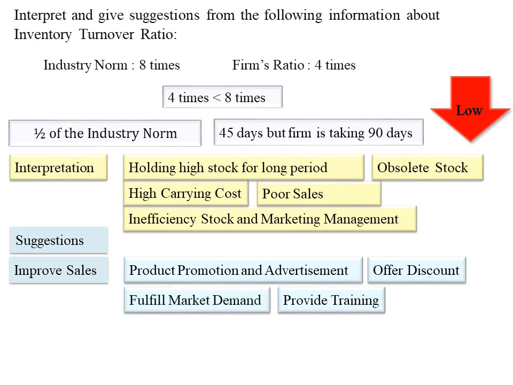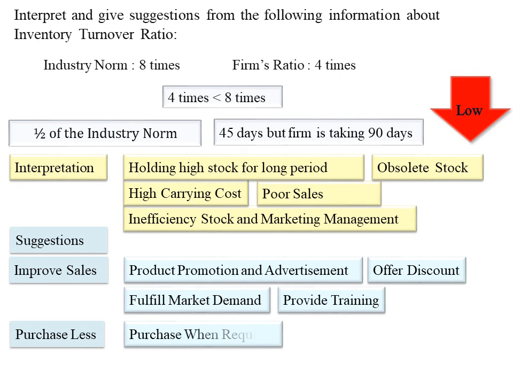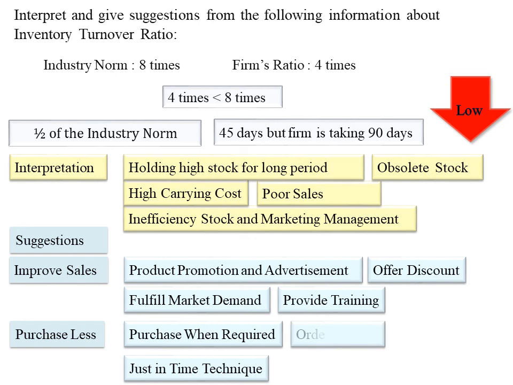And the second suggestion is the firm has to purchase less. How? By purchasing as and when required, by using the just in time technique to decrease overstocking, and if possible by introducing an order system so that the firm can purchase required stock only after taking orders.